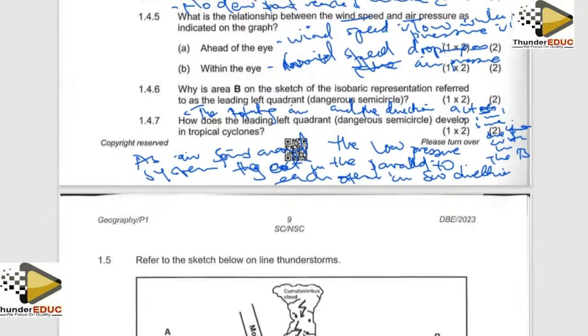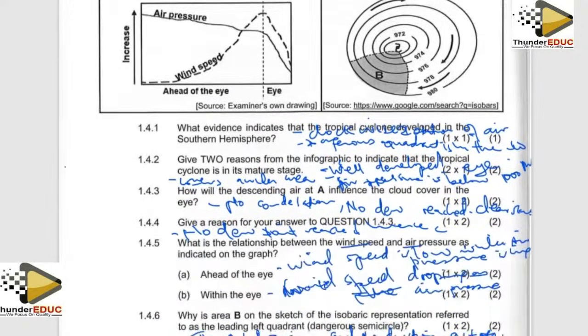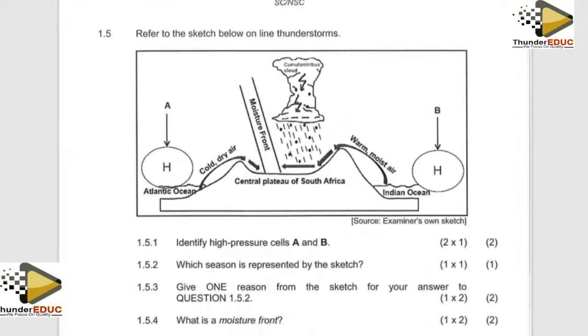Okay. Then we look at the next diagram. So remember I told you learners, we interpret the diagram first. Refer to the sketch below. When you look at this sketch, it shows the cross-section of the South African relief. On this side we have the Atlantic Ocean. Here we have the mountain. We have the Central Plateau here. Then we have another mountain on the other side. Here we have the Indian Ocean. If you were to name this mountain, this is going to be the Drakensberg, and this will be Table Mountain. So this is the interior, and there is a moisture front there.